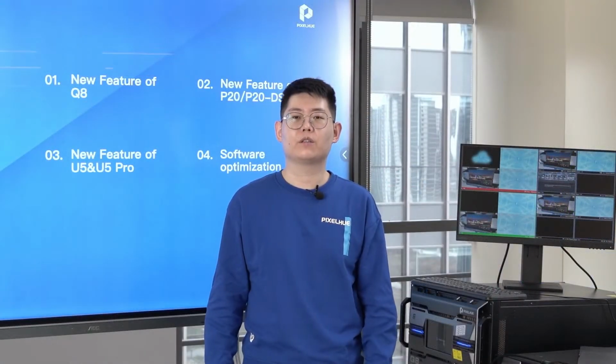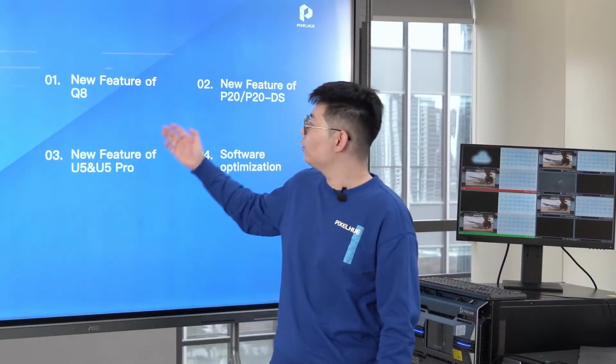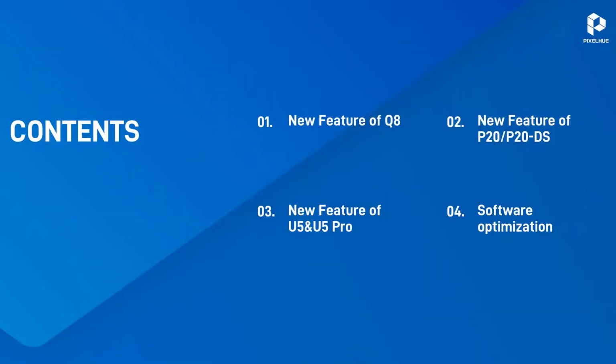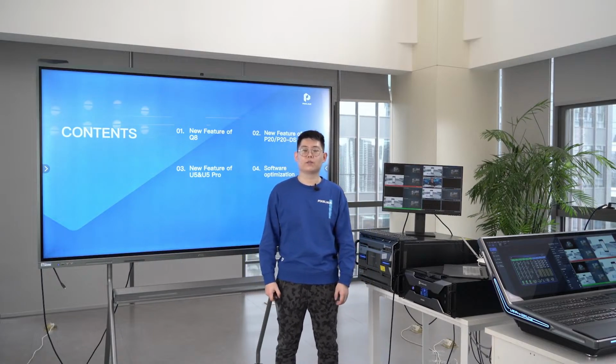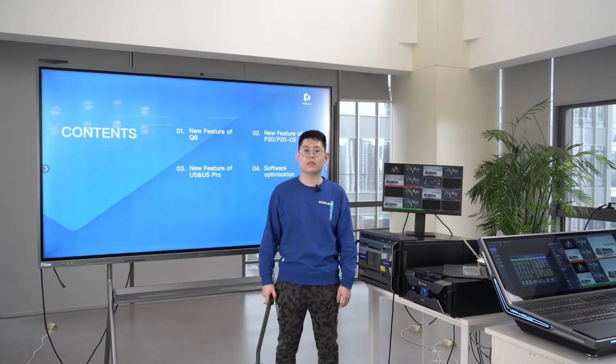This presentation contains 4 parts. The first one is the new feature of Q8. The second one is the new feature of P20 and P20-DS. The third one is the new feature of U5 and U5 Pro. And the last one is the software optimization. We'll explore how the new interface improvements can streamline your operations and show you firsthand how version 1.6 delivers increased performance and adaptability.